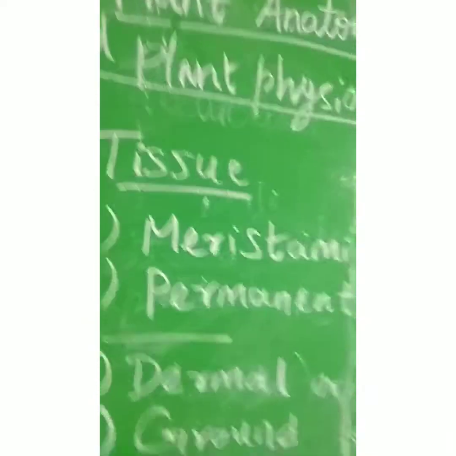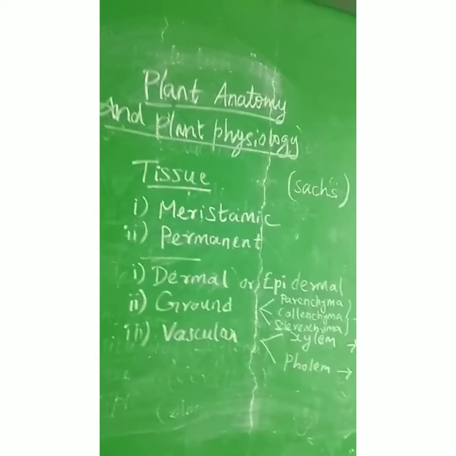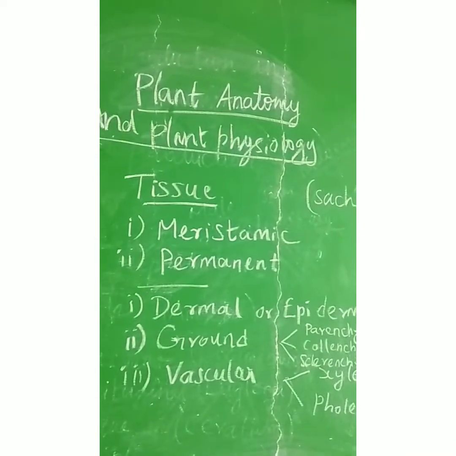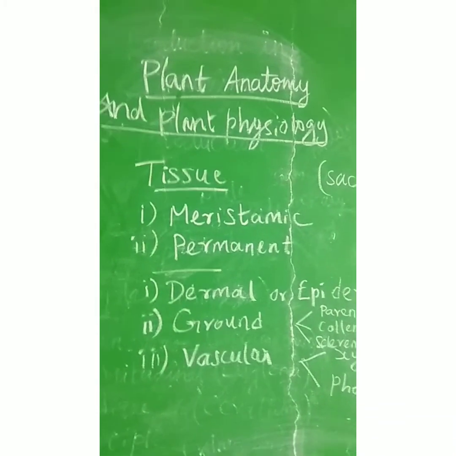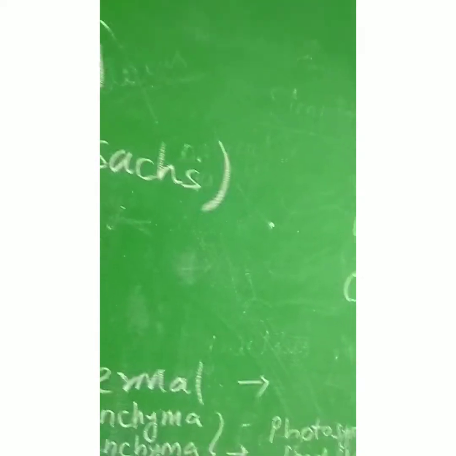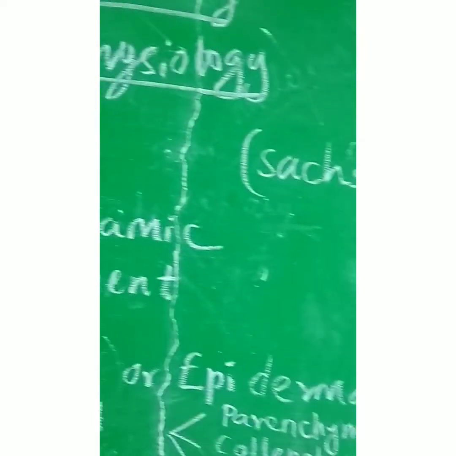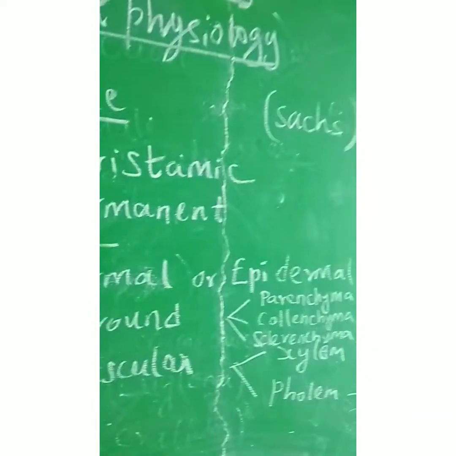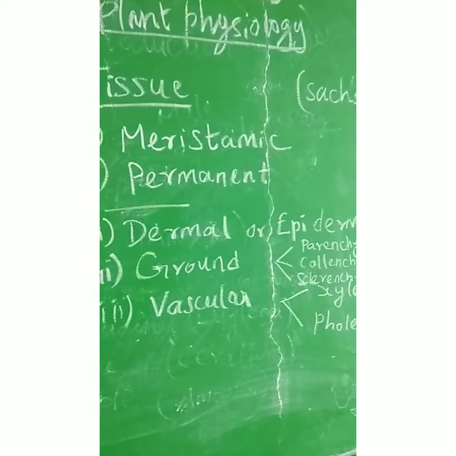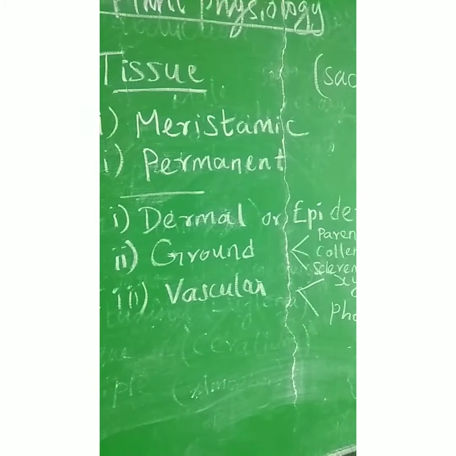So in this lesson we will see two tissues. One is meristematic tissue and another one is permanent tissue. The tissue system was proposed by Sachs. So the scientist Sachs described the tissues in a plant in three types: one is dermal, another one is ground, and another one is vascular tissue.